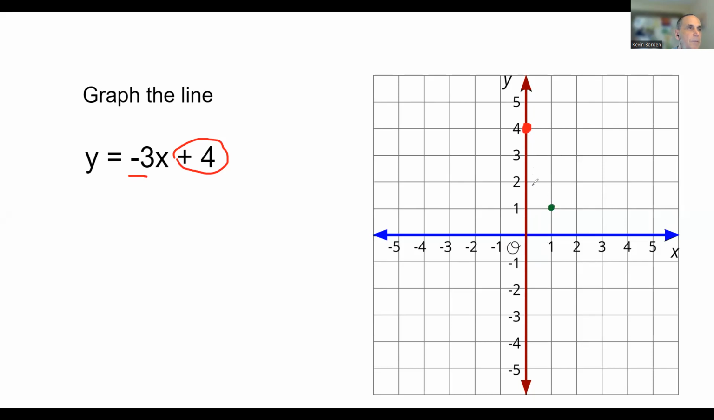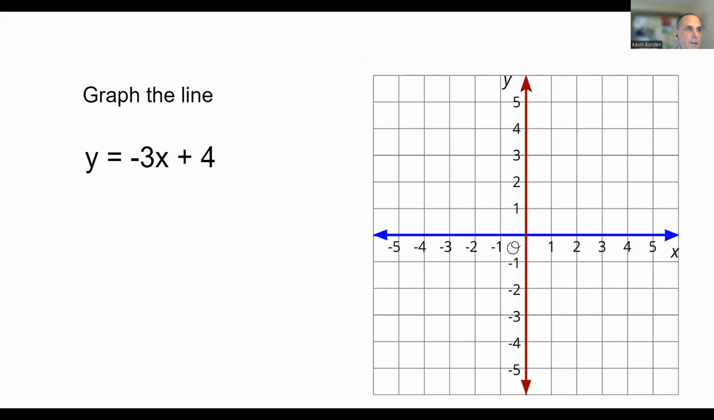Why am I doing that? Because -3 could be considered a fraction, -3 over 1. So our rise is -3, and our run, or the amount we go over, is a +1, down 3 over 1. Those are our 2 points, and we would graph this line to look something like that. It's not perfect, but close enough. That's the kind of line we would be looking for.